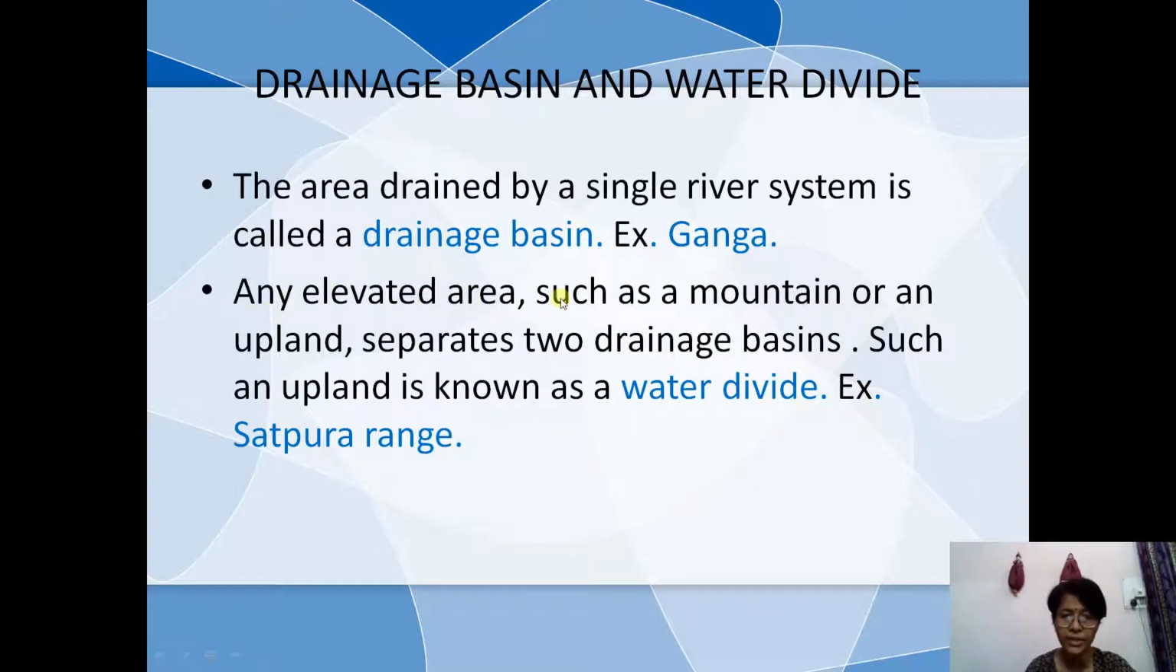Any elevated area, such as a mountain or an upland, separates two drainage basins. And this upland we can say as water divide. For example, the Satpura range. This Satpura range is located in between the Narmada and Tapi rivers.